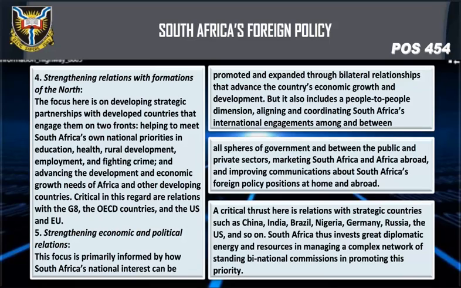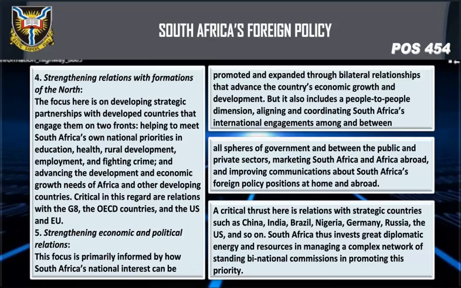Strengthening economic and political relations. This focus is primarily informed by how South Africa's national interest can be promoted and expanded through bilateral relationships that advance the country's economic growth and development, but it also includes a people-to-people dimension: aligning and coordinating South Africa's international engagement among and between all spheres of government and between the public and private sectors, marketing South Africa and Africa abroad, and improving communications about South Africa's foreign policy positions at home and abroad.